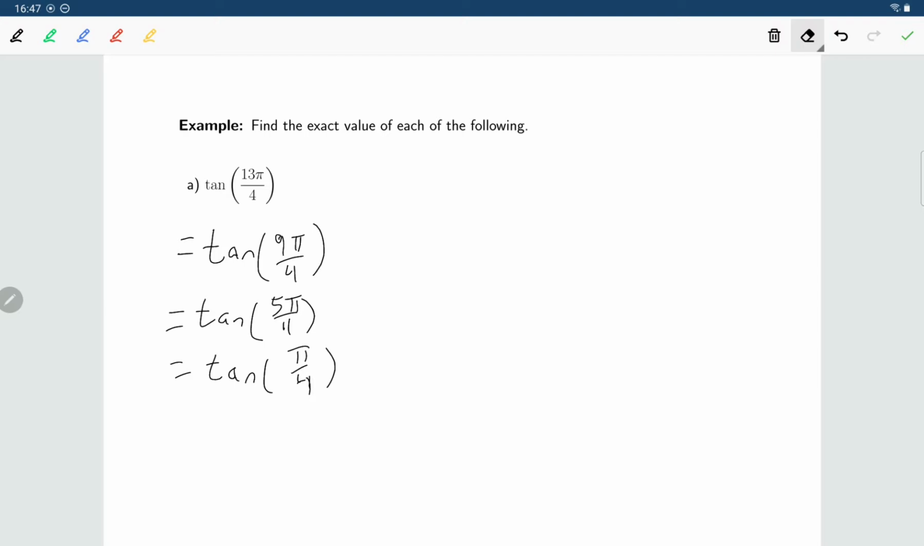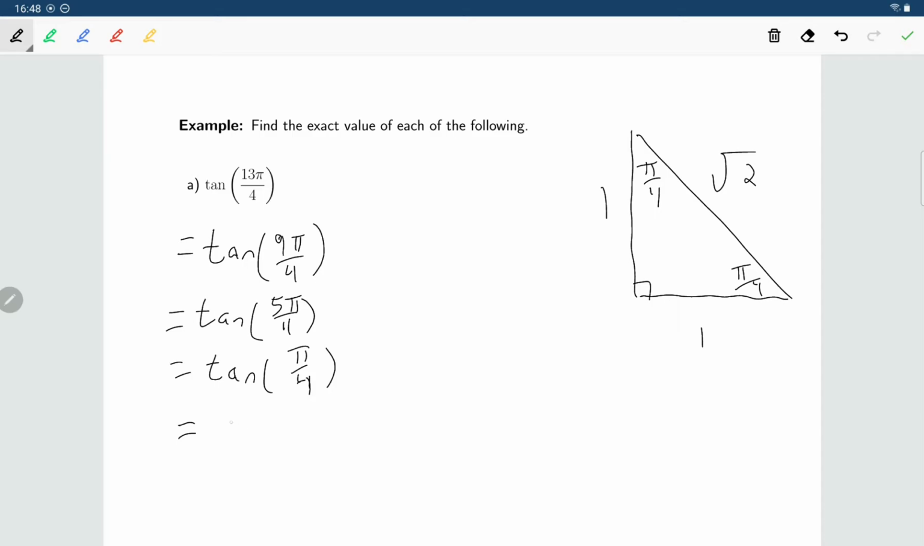So if I'm looking for tangent of 13 pi over 4, which is 585 degrees, that's the same as finding tangent of pi over 4, which is 45 degrees. And I know how to do that. I just need to get my special triangle out. I'm going to be getting out my 45, 45, 90 triangle, whose side lengths are 1, 1, and root 2. And we know tangent of 45 should be opposite over adjacent, or 1 over 1, which is just 1.